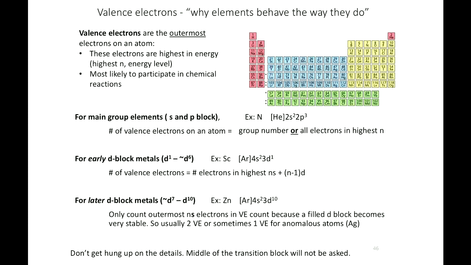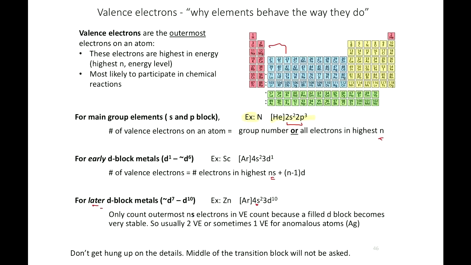So for S and P block elements, it's fairly straightforward. The number of valence electrons on a nitrogen atom is going to be 5 because it's in group 5. Those outermost electrons are in the highest n value there. Then some weird stuff happens for D block elements. For early D block elements, sometimes we include the s electrons, and for later D block elements, we only include s electrons.